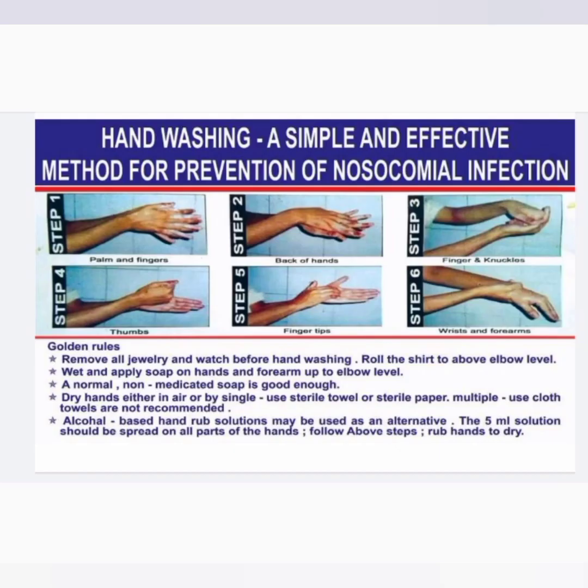Next IEC material you need, which is very important, is hand washing IEC material, which is a simple and effective method for prevention of any nosocomial infection or hospital acquired infection. These are different steps explained in a brief way. Step 1 is palm and fingers.